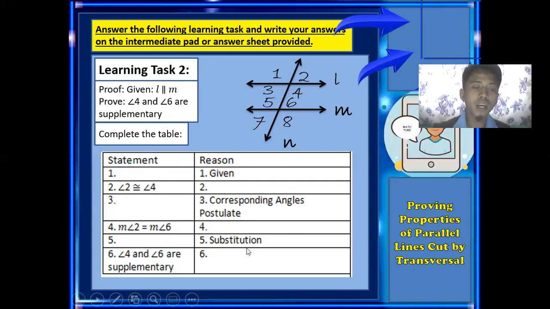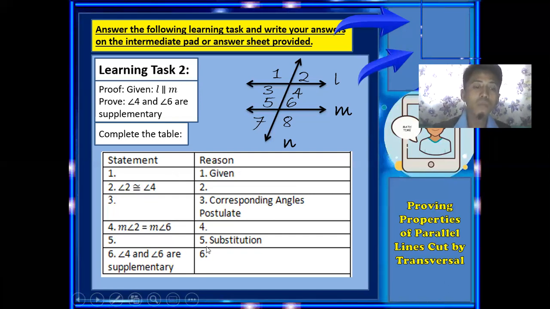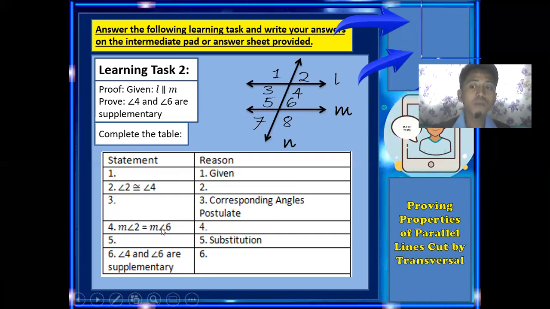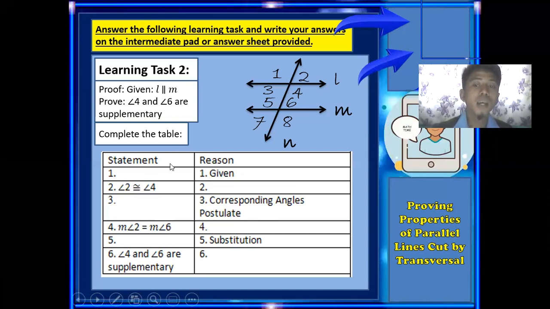You can answer this activity by using this table. Just complete the table. By completing the table, you will not be misled, and you will be guided, so you can answer it easily.